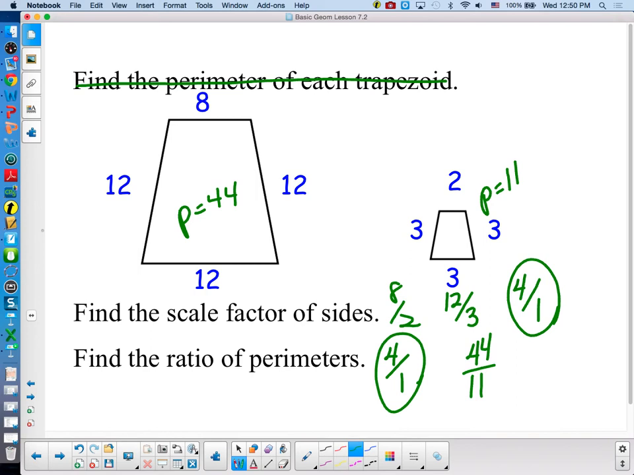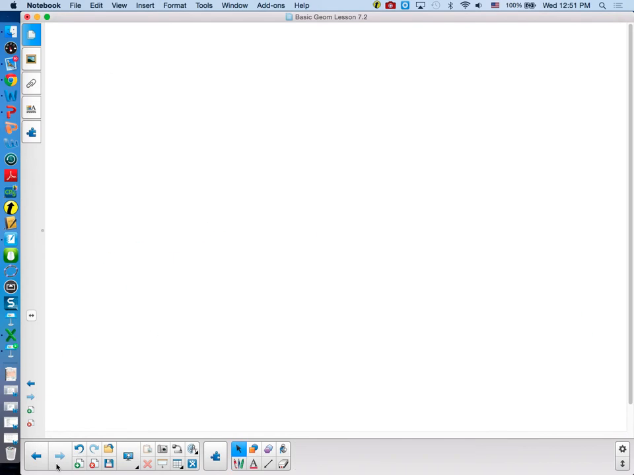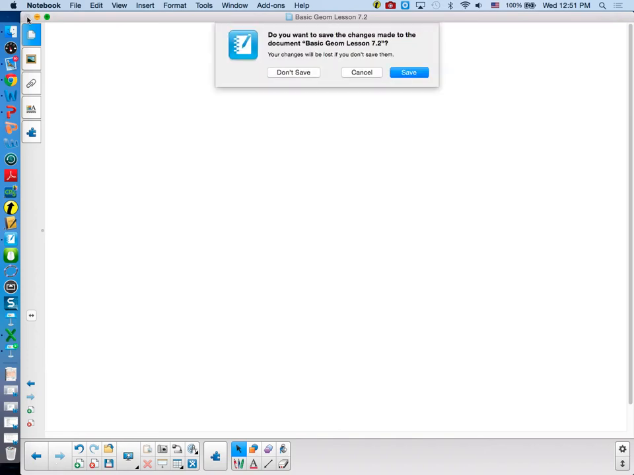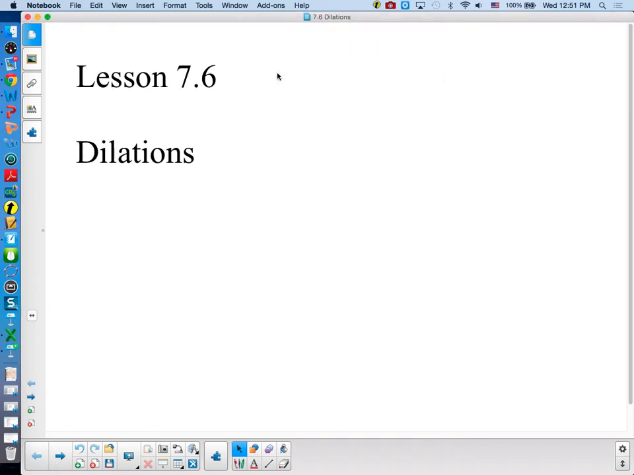Okay, that's the lesson on similar polygons. And we're going to do some drawing today. We're going to do some dilations. That's why you needed to get your ruler packet. So what's a dilation? Well, it's basically a scale figure. We're going to make something bigger or smaller. We'll eventually do a scale drawing in this chapter.